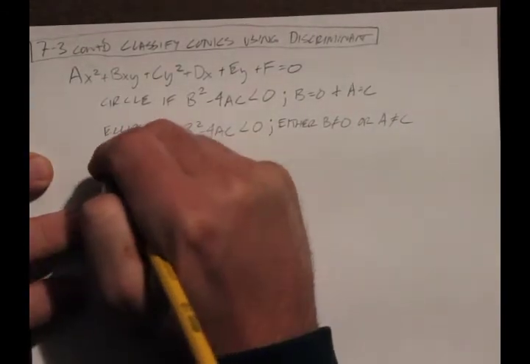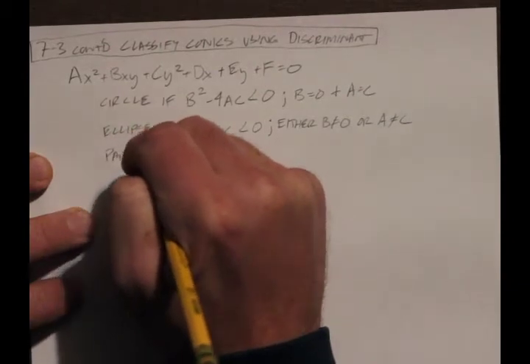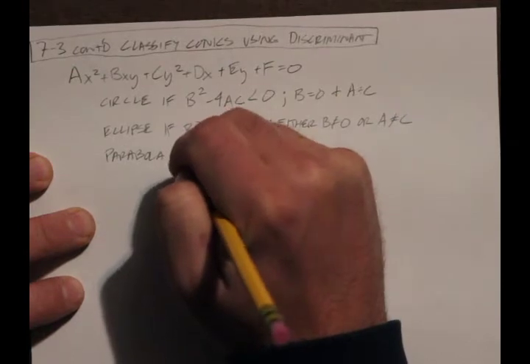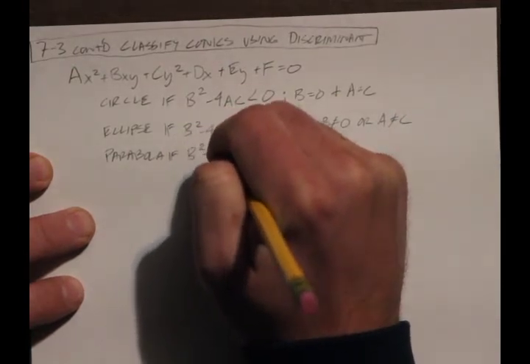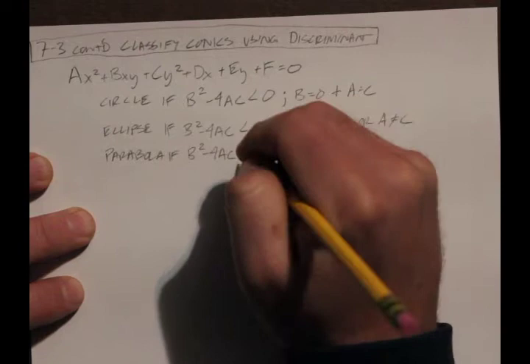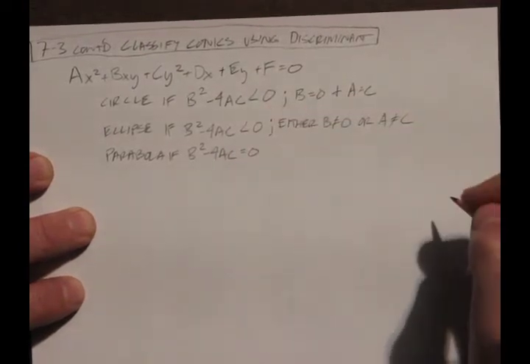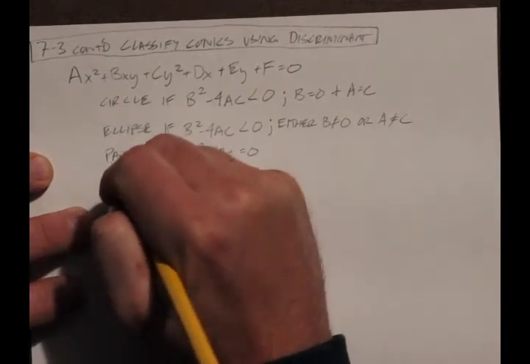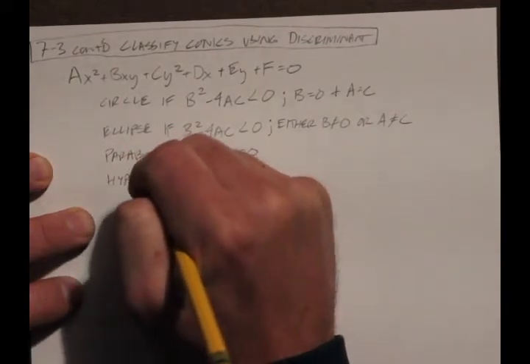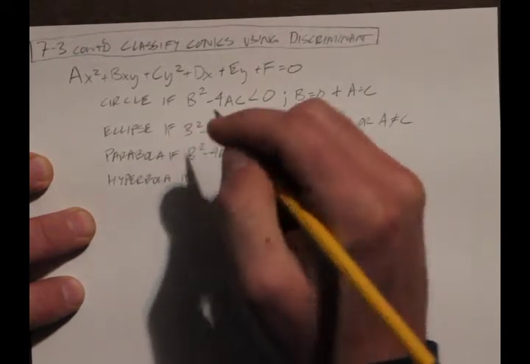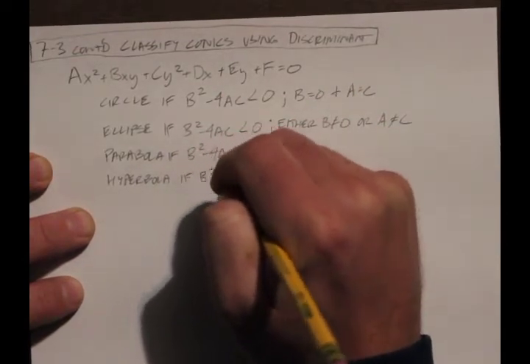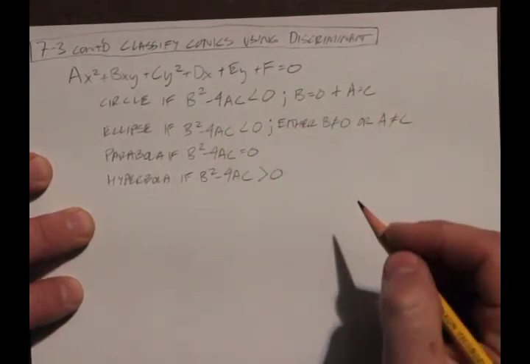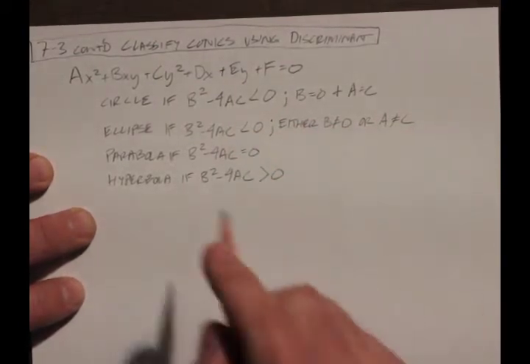Two more. Parabola: if b squared minus 4ac, here's your discriminant again, equals 0. And that's it for the parabola. And then a hyperbola: if b squared minus 4ac is greater than 0. That just means a positive number.